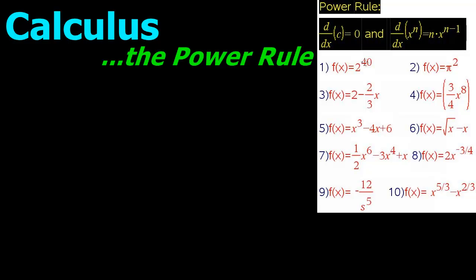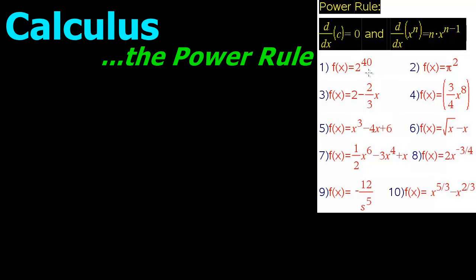Hi guys, today we're talking about the power rule, and in calculus we use this to find the derivative of various functions. So you've got two basic parts to this power rule. You've got d over dx, and that's just notation for saying the derivative of something. So you've got the derivative of a constant, which is c, is always going to equal 0.